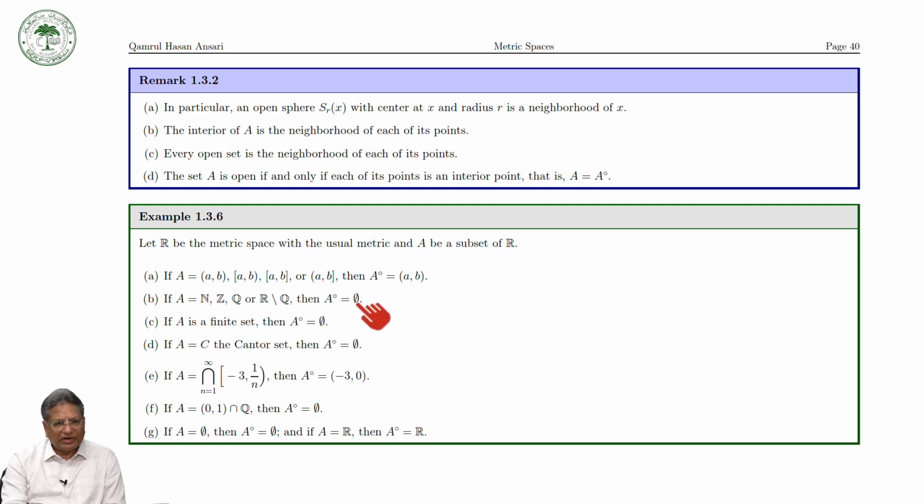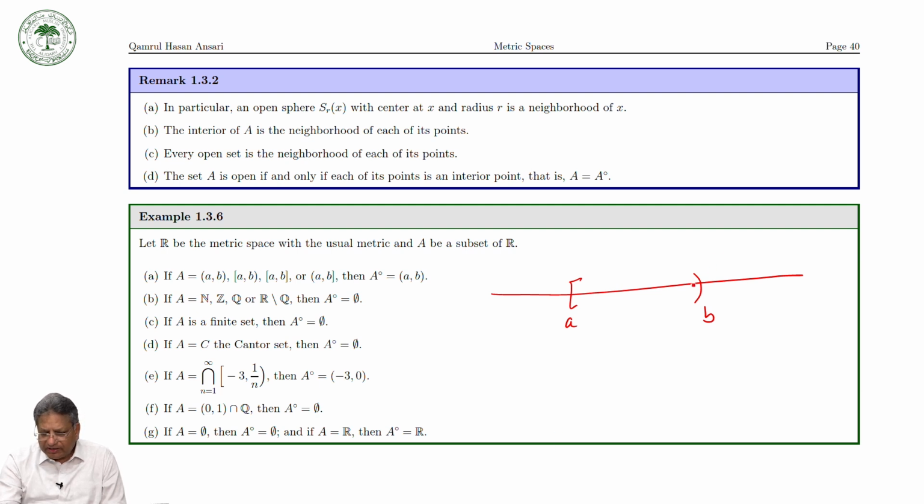Why is it so? Let us see. Suppose this is your real line. Let us take a and b. Now suppose I take any point very close to b, because we cannot consider the point b, so you take any point just before. So we can always consider the radius r whose length is less than this distance, so that the open interval lies within this one.